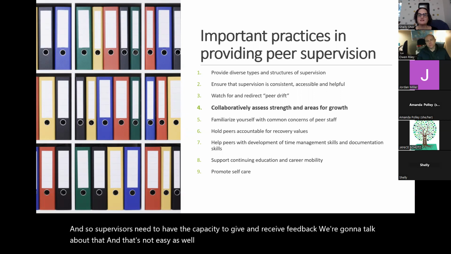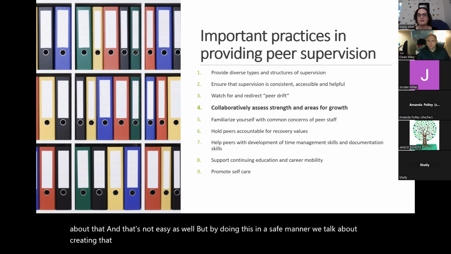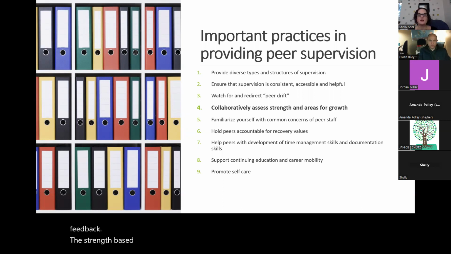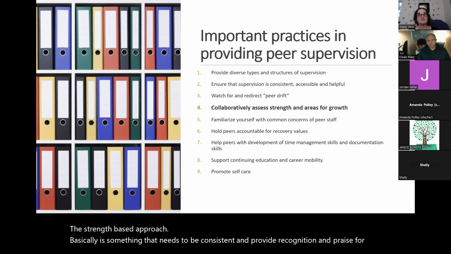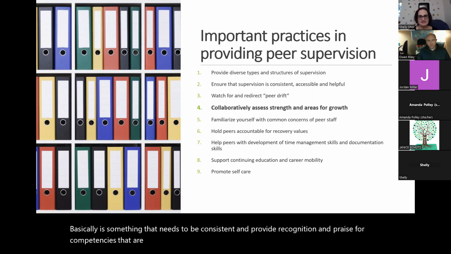But by doing this in a safe manner, we talk about creating that environment where we could share, we could receive feedback and provide feedback. The strength-based approach basically is something that needs to be consistent and provide recognition and praise for competencies that are developing and successes and great outcomes that we see in front of us.